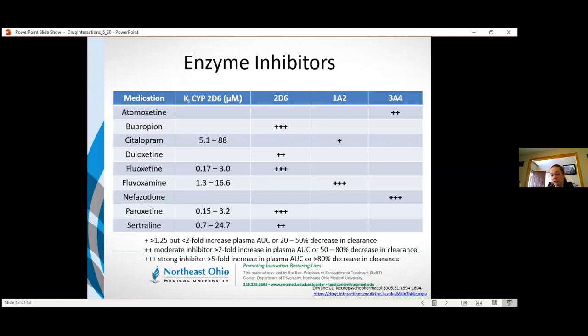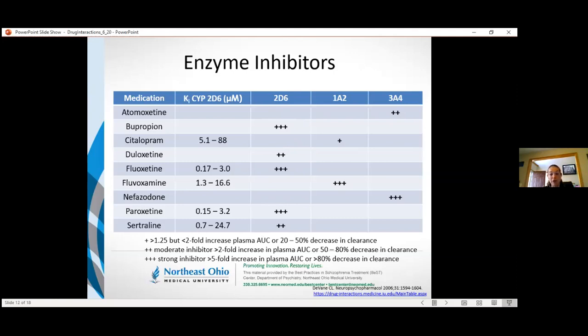For moderate, it's more than a 2-fold increase in the plasma AUC, or a 50 to 80% decrease in clearance. And then for the strong inhibitors, more than a 5-fold increase in the plasma AUC and greater than an 80% decrease in clearance. So really seeing the clearance be minimized by more than 3/4 of what the activity had been previously. So as you'll see, unlike the inducers, inhibitors can inhibit the 2D6 enzyme. If that enzyme's present, they can bind to it and make that less effective. So it's a much bigger concern for inhibitors than it was for inducers.